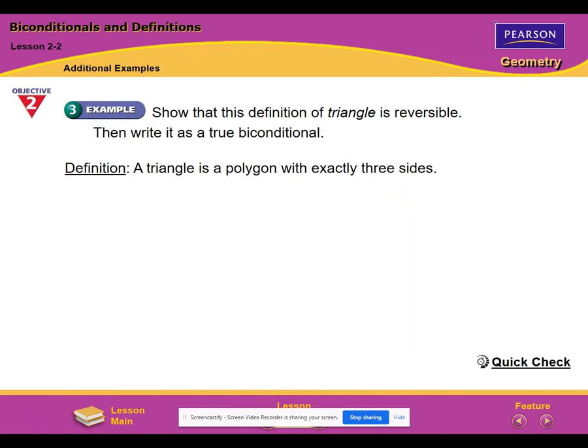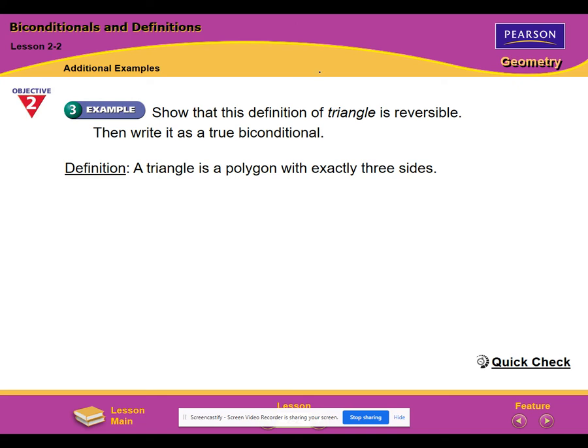Just two more examples. To show that this definition of triangle is reversible, write it as a true biconditional. A triangle is a polygon with exactly 3 sides. The question is, can you write that as a biconditional? A polygon with exactly 3 sides is a triangle, right? So that's reversible right there.